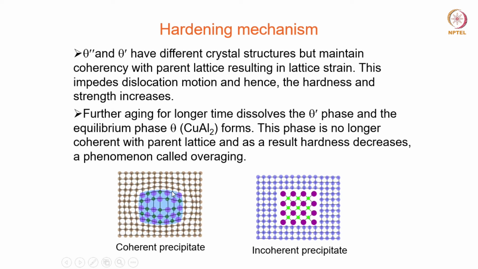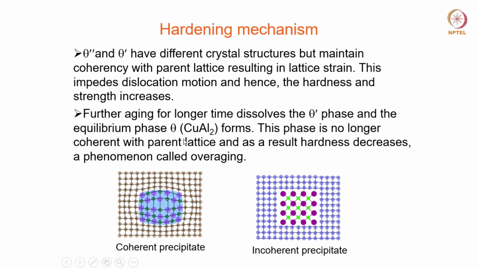So due to this strain, as I said before, the dislocations will find it difficult to move through the precipitates, and as a result of that, the strength will increase. Okay, so these are the coherent precipitates.